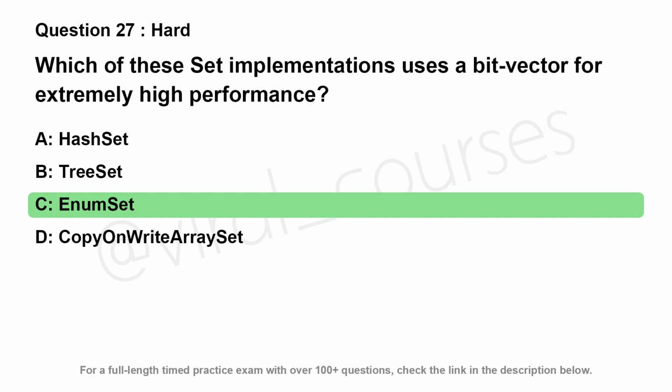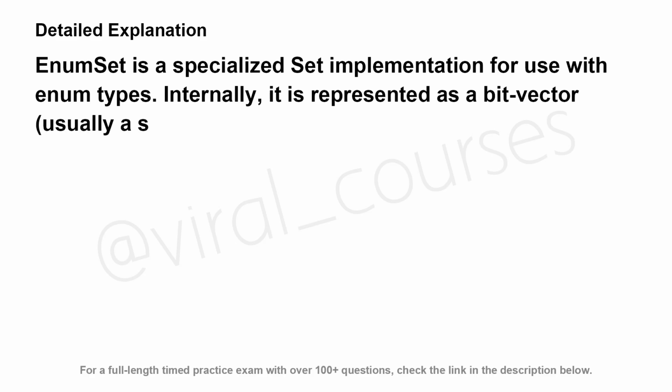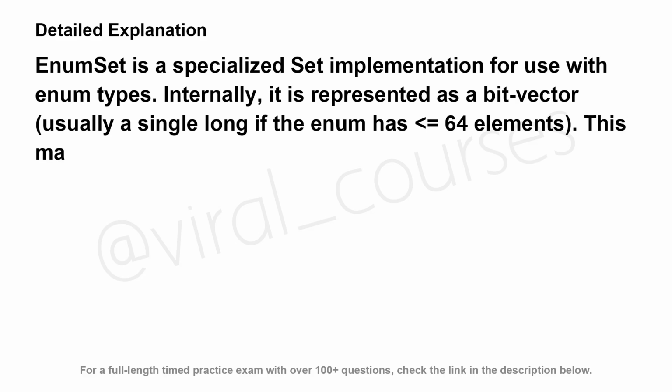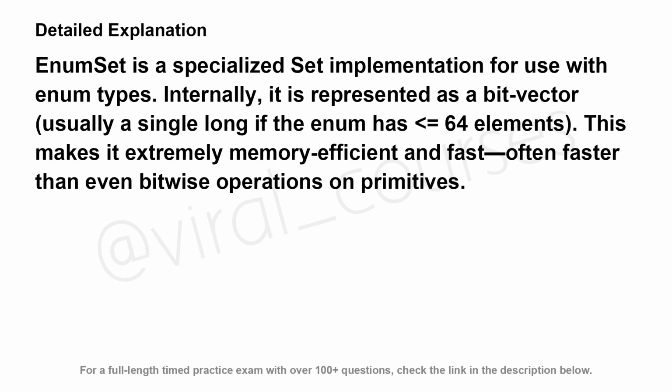The correct answer is C. EnumSet is a specialized Set implementation for use with enum types. Internally, it is represented as a bit vector, usually a single long if the enum has less than or equal to 64 elements. This makes it extremely memory efficient and fast, often faster than even bitwise operations on primitives.